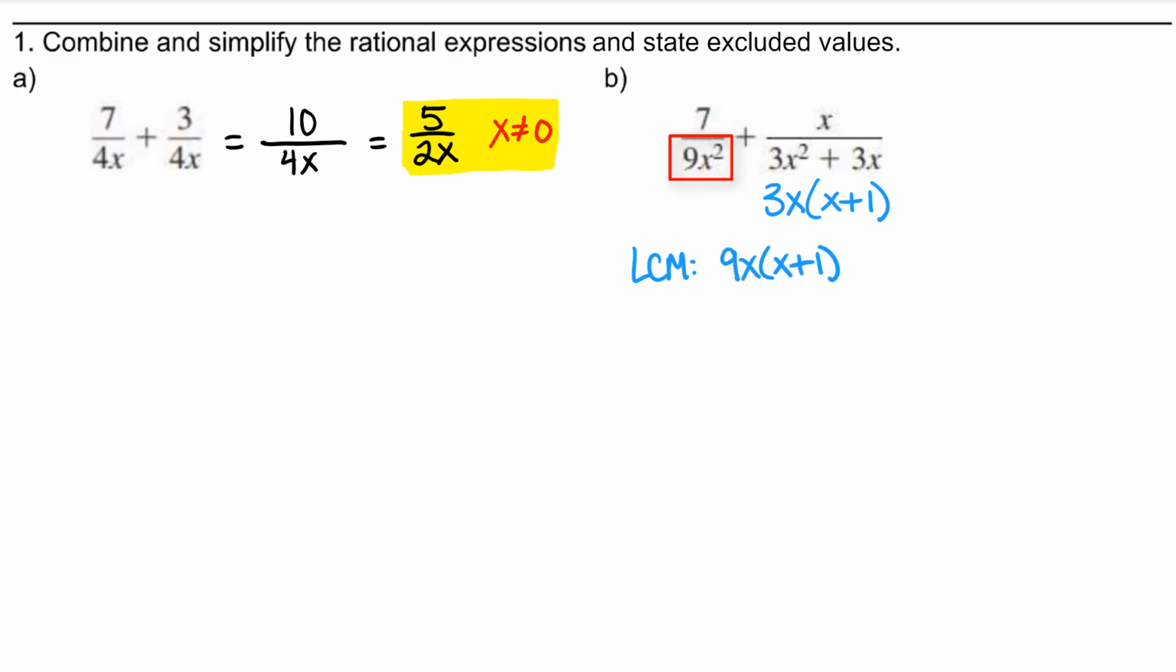Not quite. It would need to be 9x squared. Does 3x still go into 9x squared? Yes. So we have found our least common multiple. And you can check by taking the least common multiple and dividing each of your denominators to make sure you do not get a rational term or expression.